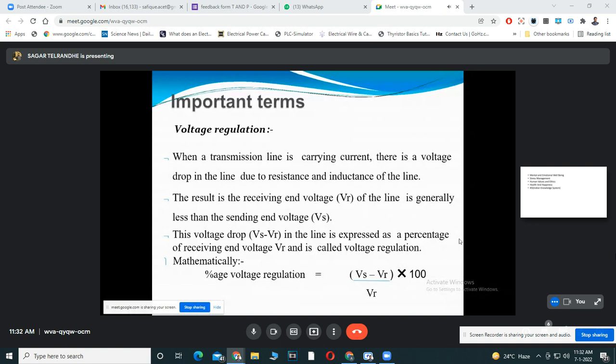And thus, we derive it as (Vs minus Vr) upon Vr, that is, the sending end voltage minus the receiving end voltage, which gives us the voltage drop across the transmission line, divided by Vr, into 100. Thus we have studied that the voltage regulation of the transmission line is the ratio of the voltage drop to the receiving end voltage, and if you multiply it by 100, we get the percentage voltage regulation.